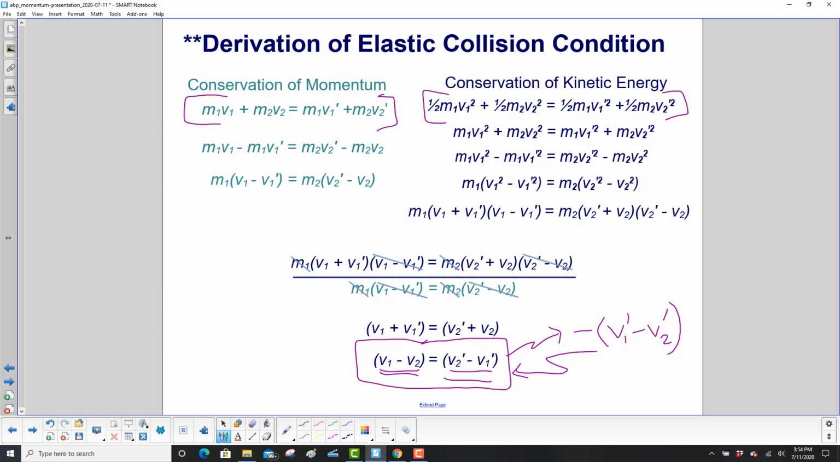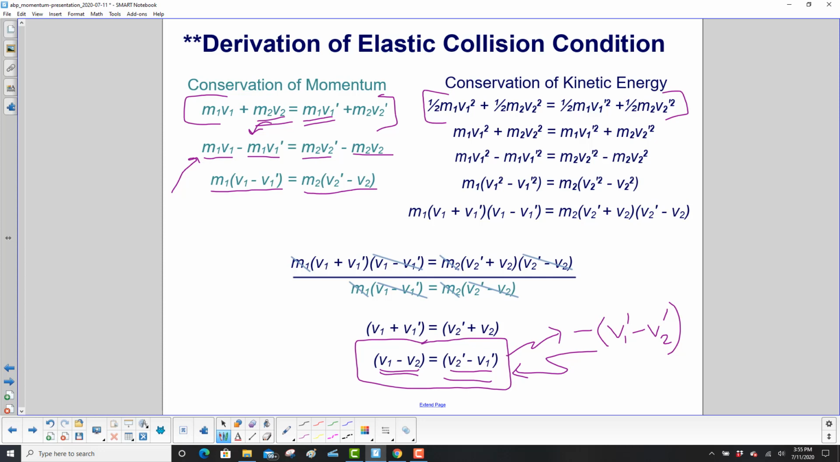So let's start with conservation of momentum. The first thing we're going to do is get all the m1s on one side and the m2s on the other. And we do that by subtracting m1 v1 prime from both sides and by subtracting m2 v2 from both sides. So we have m1 v1 minus m1 v1 prime equals m2 v2 prime minus m2 v2. So all we did was put the same mass on the same side. And what we can then do, since m1 is in both terms, we're going to factor it out. So we have m1 times (v1 minus v1 prime) equals m2 times (v2 prime minus v2).